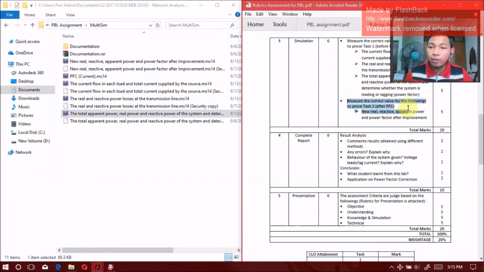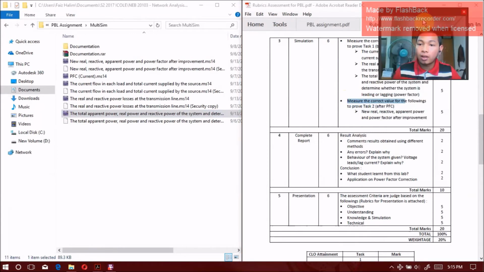Next we go for measuring the correct values of the following to prove task 2 after PFC. PFC is power factor correction. So we need to find the new real, reactive, apparent power and the power factor after improvement.